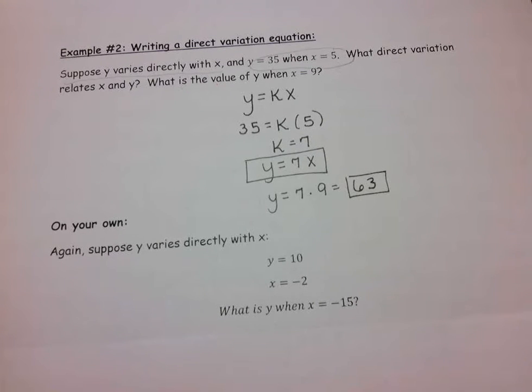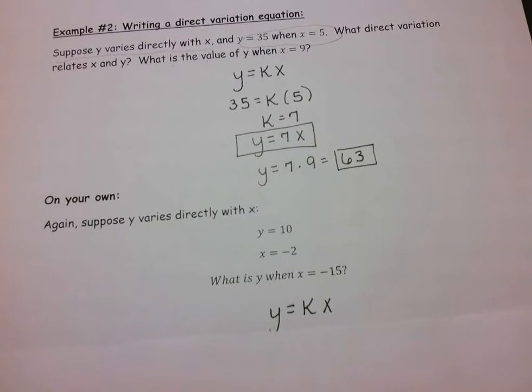Okay, so it says suppose y varies directly with x. So what do I know? I know it's a direct variation. What else do I know? When x is negative 2, y is 10.